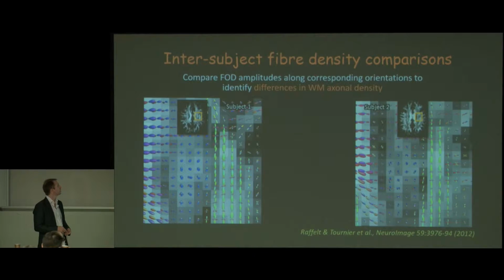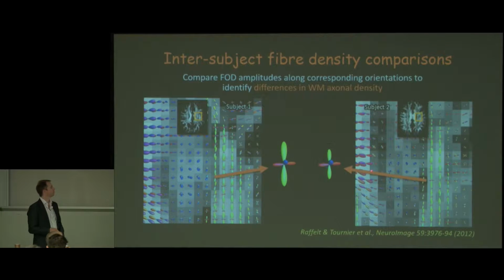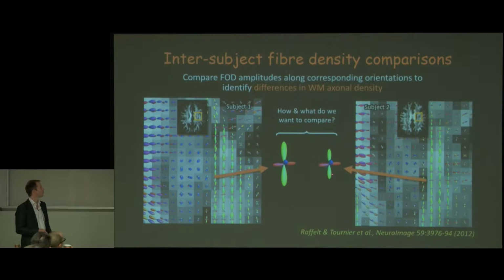So the question then becomes, if I have subjects 1 and 2 here, and I can establish spatial correspondence between them, and extract the fiber orientation distribution at corresponding locations, how can I meaningfully compare these two fiber orientations and, for example, in this case, infer that the fiber orientation that is affected is the anterior-posterior one, whilst the others are not affected. So that's what we want to do.